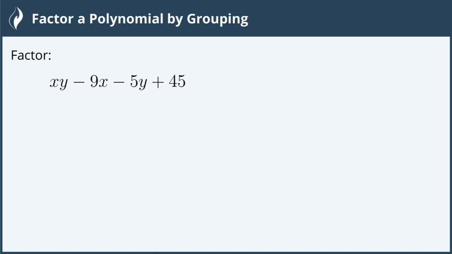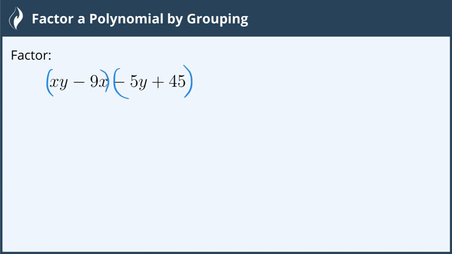Hi everyone! In this video we will factor a polynomial by grouping. Factor xy minus 9x minus 5y plus 45. The first thing we want to do is group a couple of our terms together in the polynomial. And so I'm going to go ahead and group our first two and our second two.